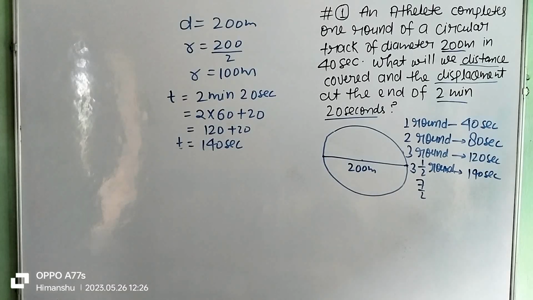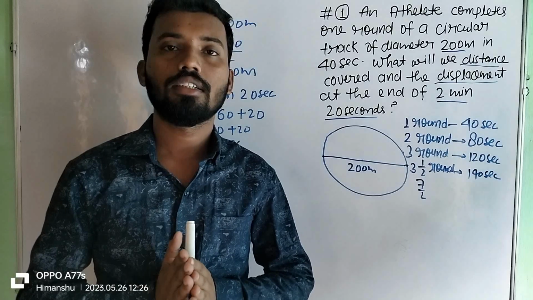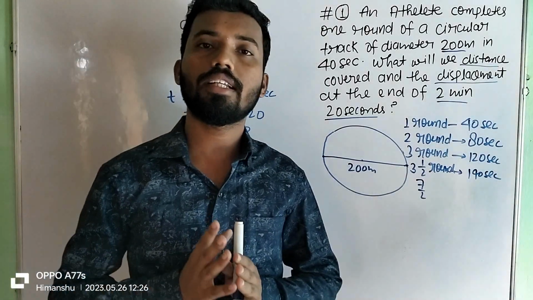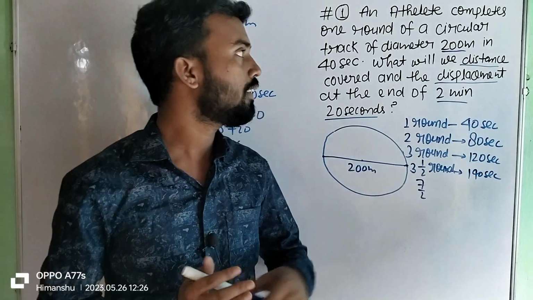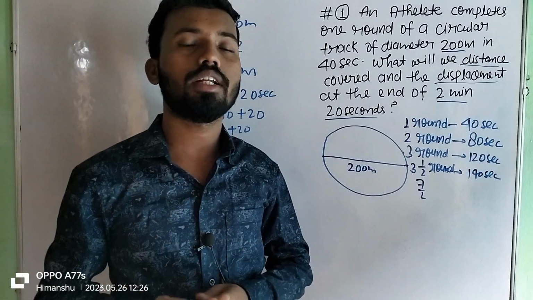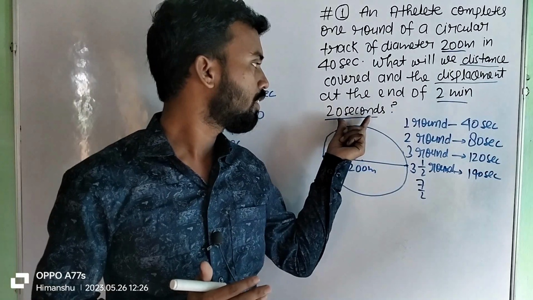In today's video we are going to discuss question number 1 from the chapter Motion of class 9. First let us understand the question. In this question, it is given that an athlete is running around a circular track whose radius is 200 meter, and we have to calculate the distance and the displacement at the end of 2 minutes 20 seconds.